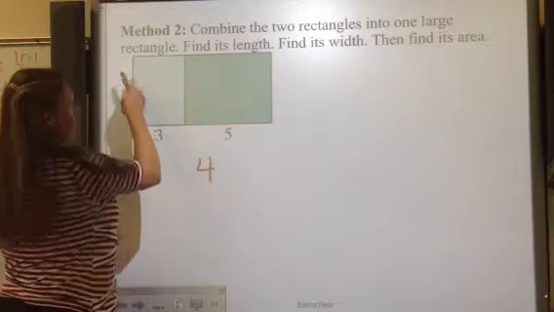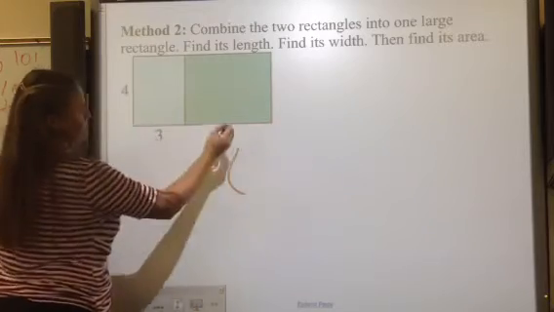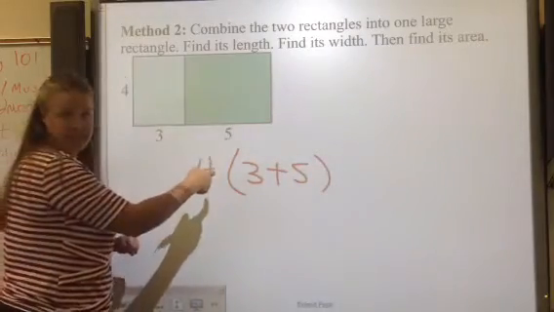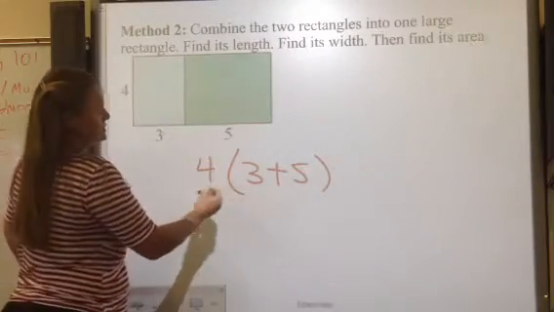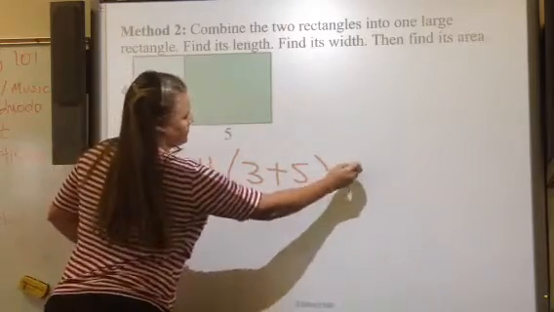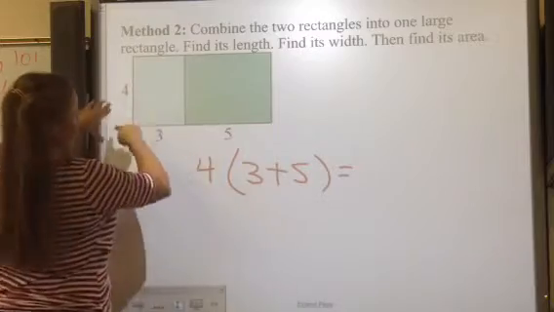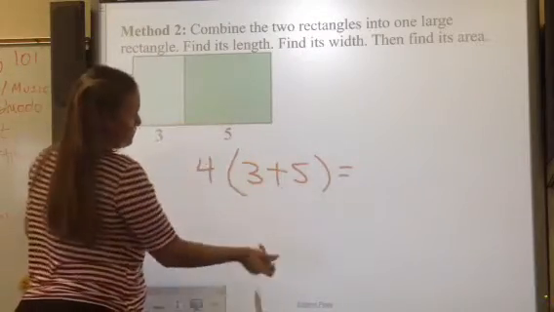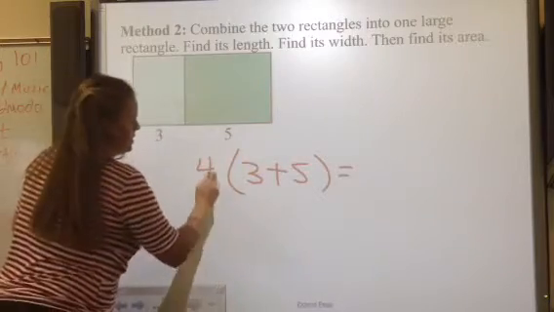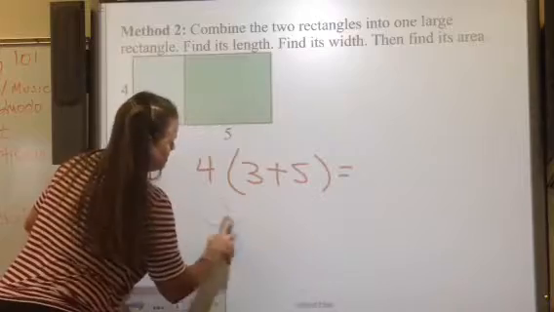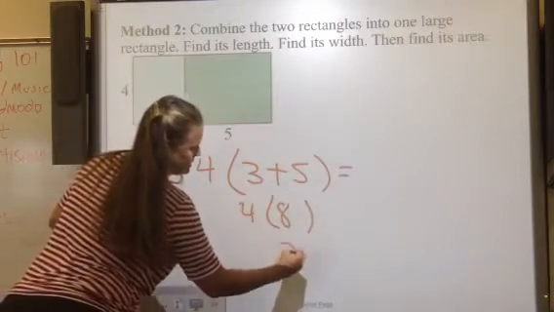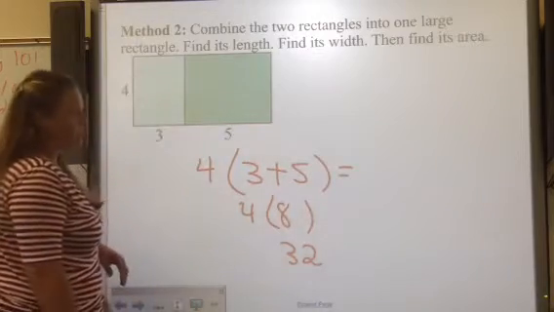So this time we have 4, and then we're multiplying it times these two individual widths. And when we do that, you can see that we have 3 and 5. So we end up distributing the 4 to the 3 and then the 4 to the 5. And that's how we can find the area, by putting it all together. So that looks like the same. So that looks like 8, and then 4 times 8 is 32.